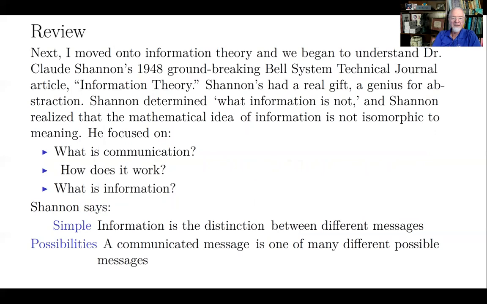So I finally moved on to information theory, and we began to understand Claude Shannon's groundbreaking 1948 Bell System Technical Journal paper. Shannon had a real gift, a genius for abstraction, and he determined what information is not. He didn't talk about what it is so much as what it is not. And he realized that the mathematical idea of information is not isomorphic to meaning.